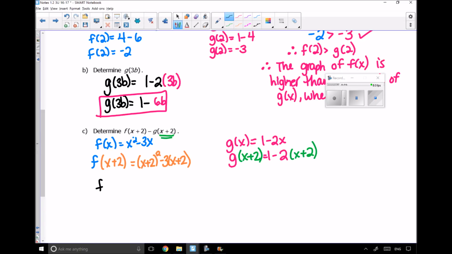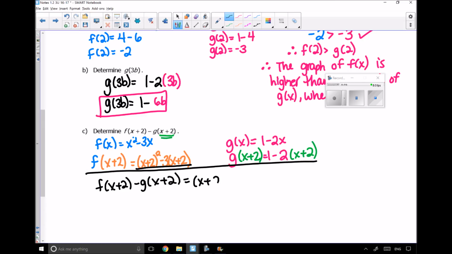So let's go ahead and evaluate this whole piece right here. It says find f of x plus 2 minus g of x plus 2. Okay, so we know that this piece right here is f of x plus 2. So I'm going to say x plus 2 quantity squared minus 3 times x plus 2. And that's the whole first piece right here. Okay, and then I'm going to subtract what g of x was, which is 1 minus 2 times x plus 2. That's the expression that we got right here. And it's minus the entire thing.